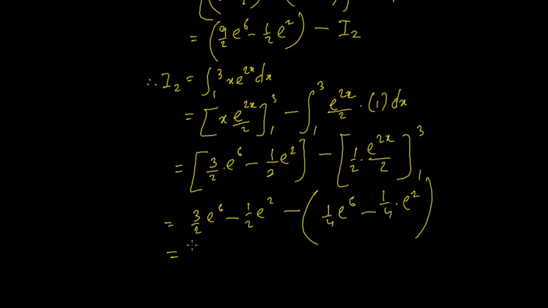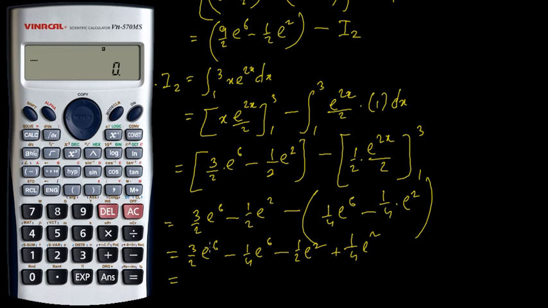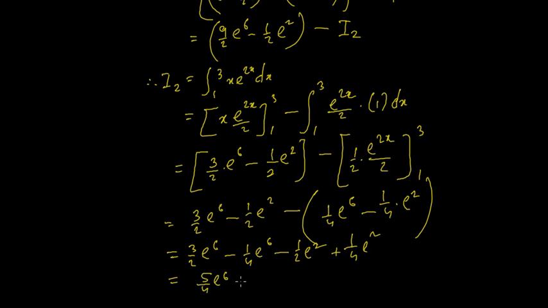Now we can just open the bracket. 3 by 2 e to the power 6 minus 1 by 4 e to the power 6 minus 1 by 4 e to the power 6. Then we have minus half e to the power 2, and minus and minus plus 1 by 4 e to the power 2. By simplifying this, 3 by 2 minus 1 by 4 minus 1 by 4, we get 5 by 4, so 5 by 4 e to the power 6. Then we have 1 by 4 minus half.